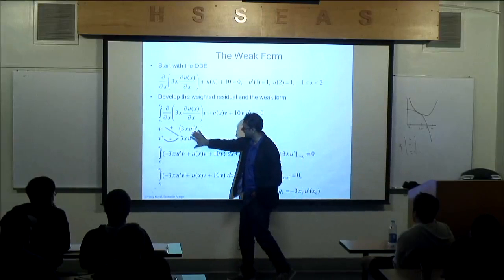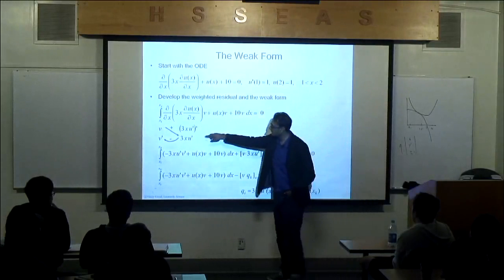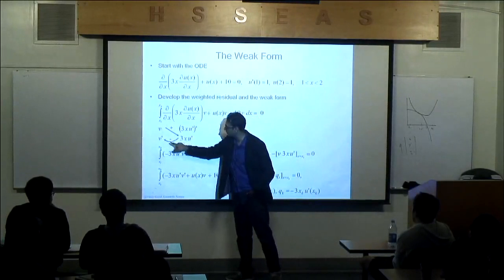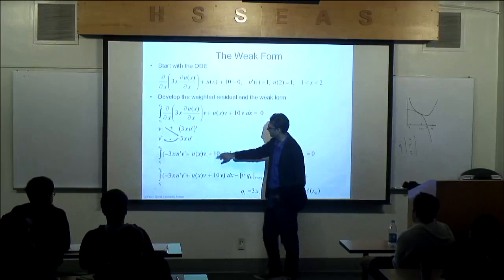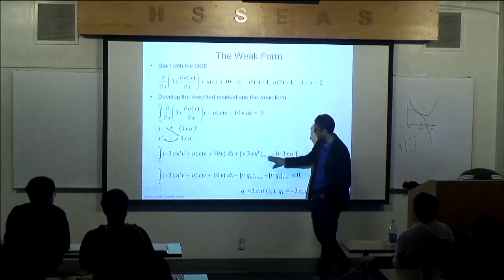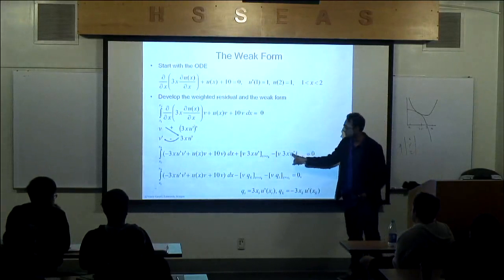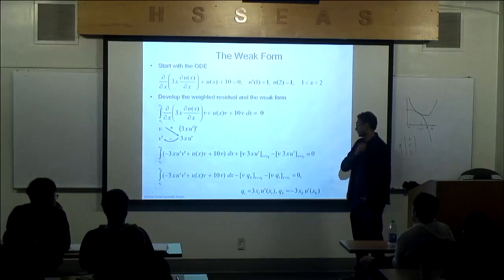All right. Then I did that. Plug it back in. This bottom one, minus v prime 3x u prime, plus ux v plus 10v dx. And then I have these boundary terms. These are the boundary terms that I get. And I'll cover the boundary terms more.